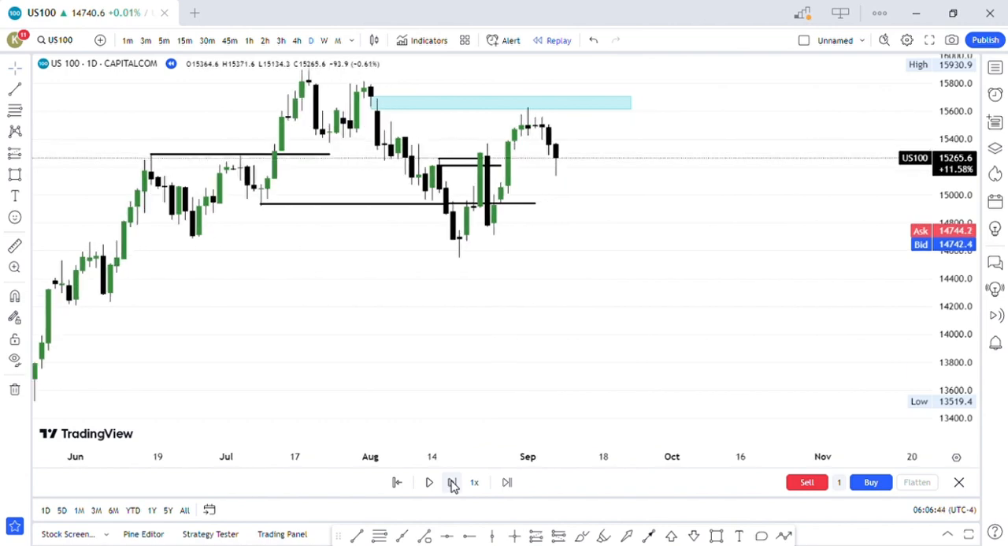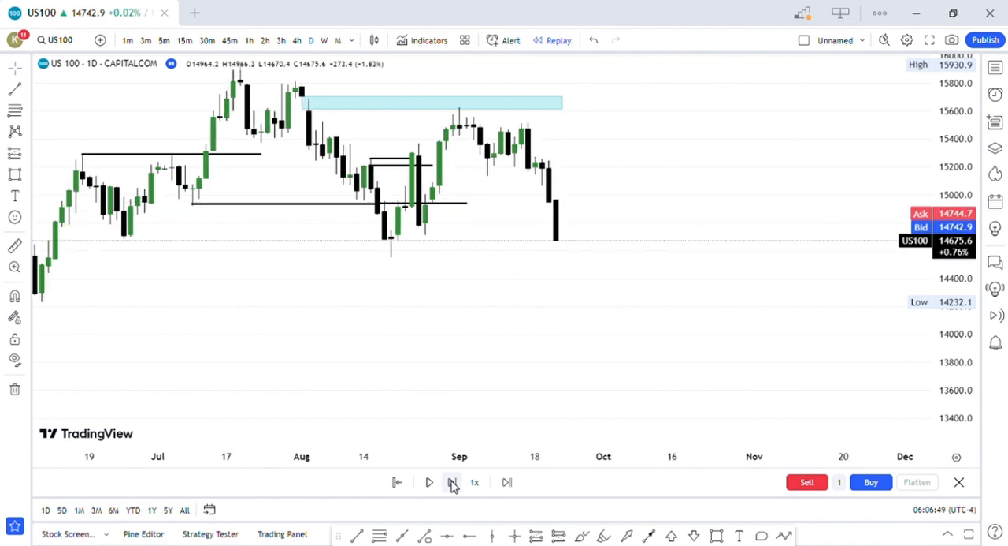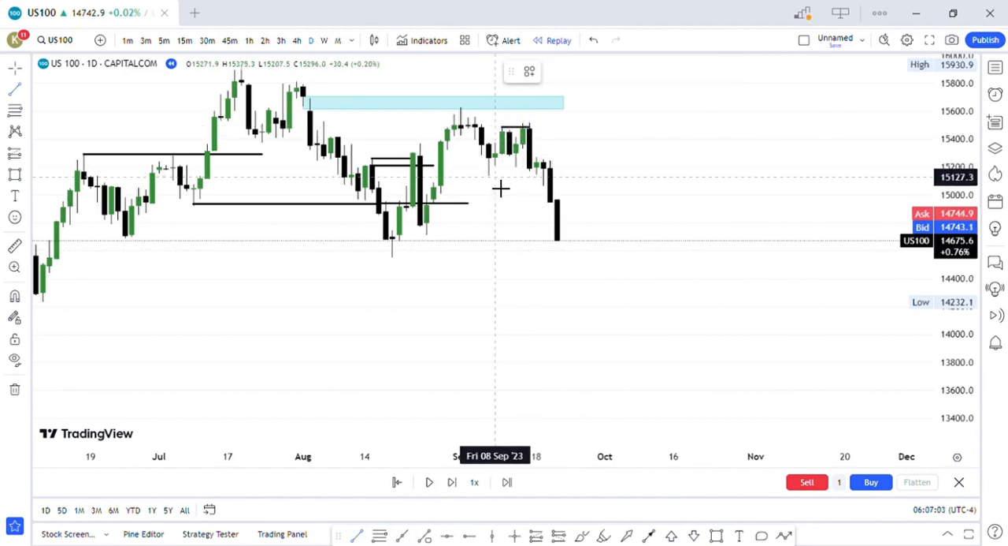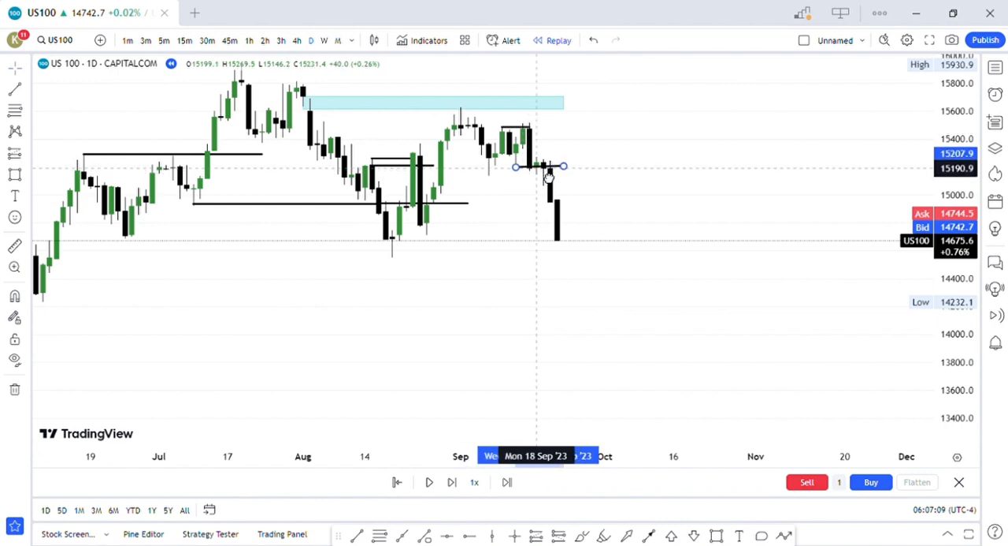And we're going to look for the displacement to the downside. We have this liquidity taken and this low broken. Or you can use this one. Then you look for this.